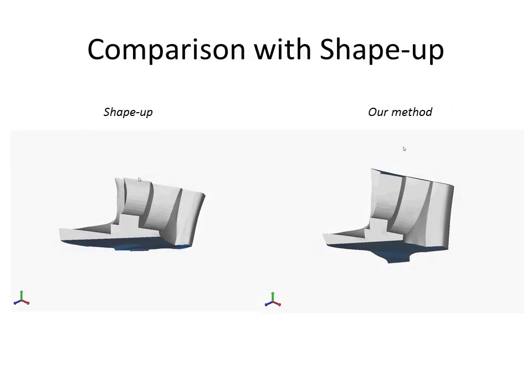With this example, we also show a comparison with another method, ShapeUp. The top area is doubled in both results. It is easy to notice that our method gives better results in preserving the details and smoothness of the input model.